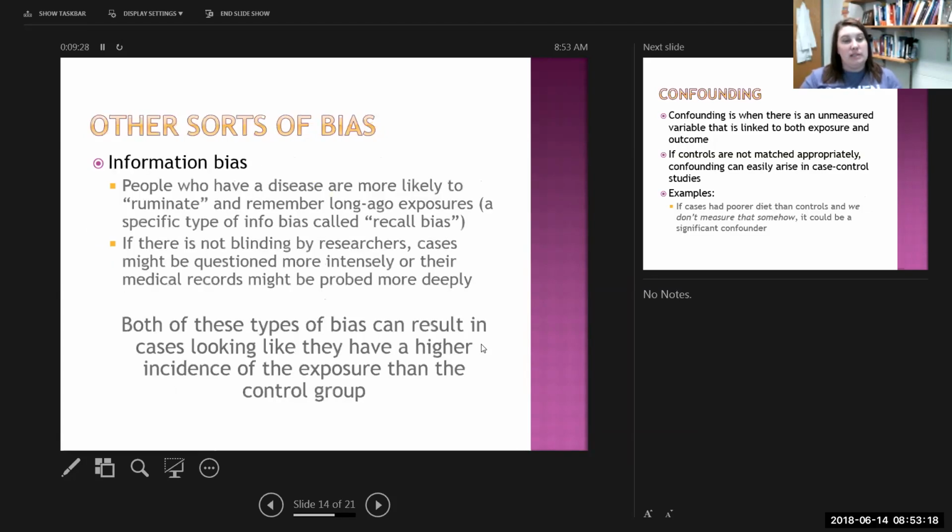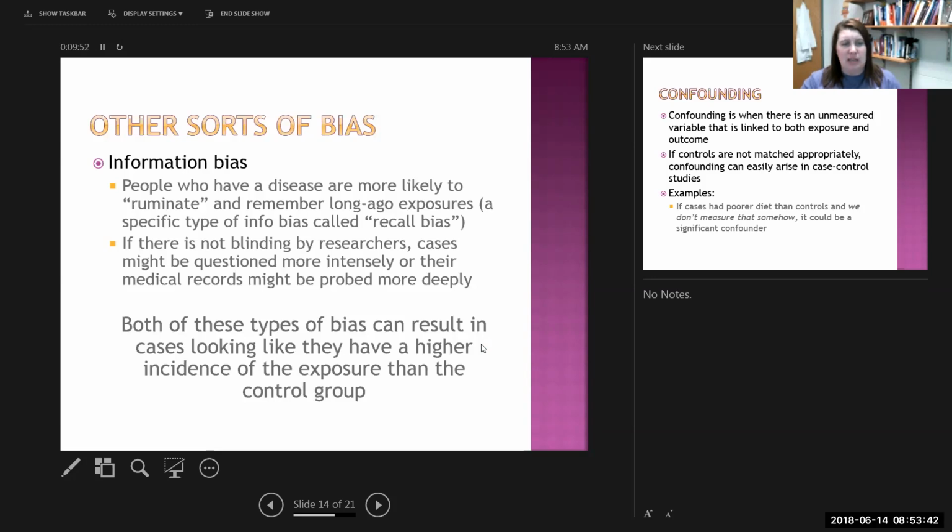Other sorts of biases that we need to be aware of are information biases. People who have diseases are likely to ruminate on these and remember long-ago exposures, and this can be called recall bias, where they are bringing up things that maybe aren't really related to it, but as a way of trying to explain it.